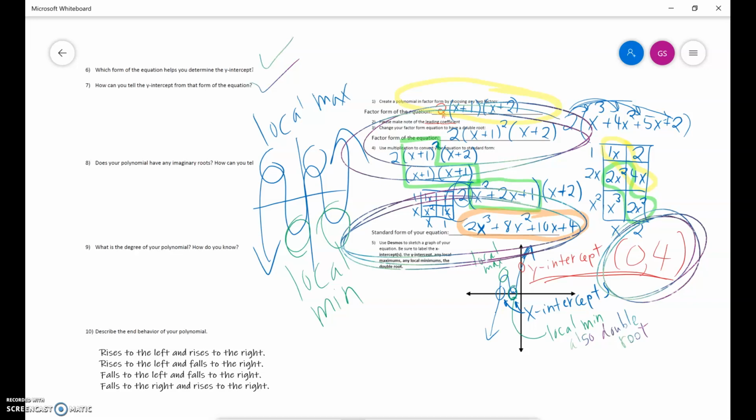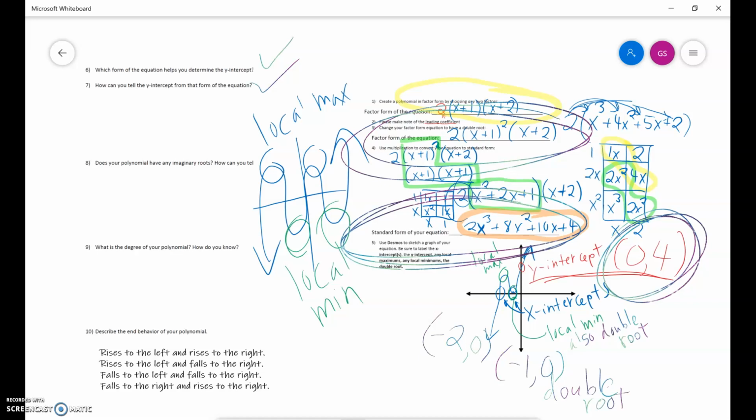Question 8: Does your polynomial have any imaginary roots? How can I tell? That's a good question. I can see that there are two x-intercepts here. One of them is -2. The other one is -1, and (-1, 0) is a double root.